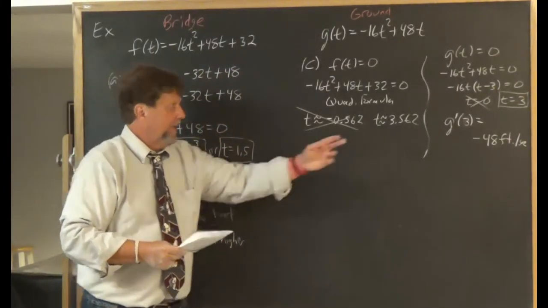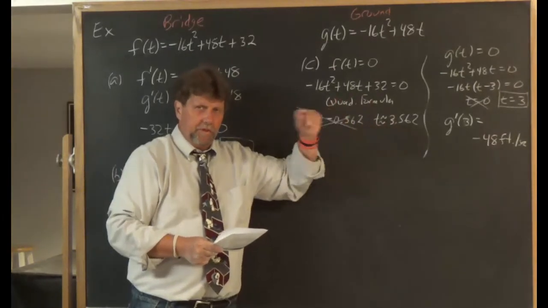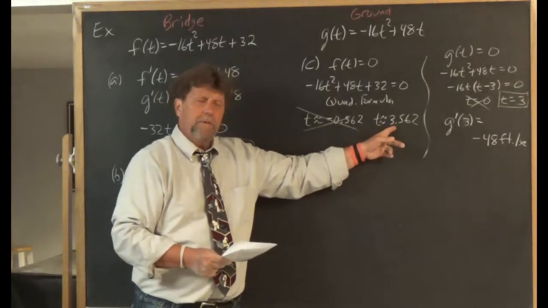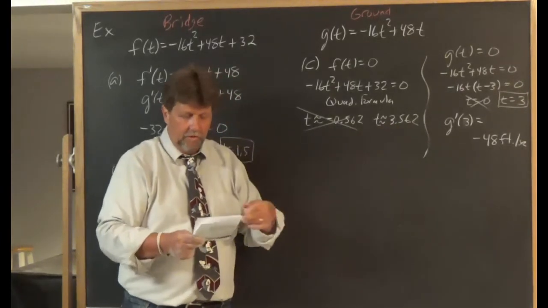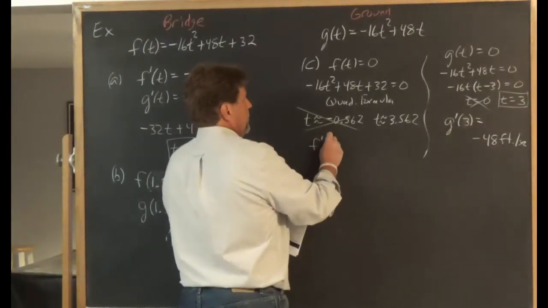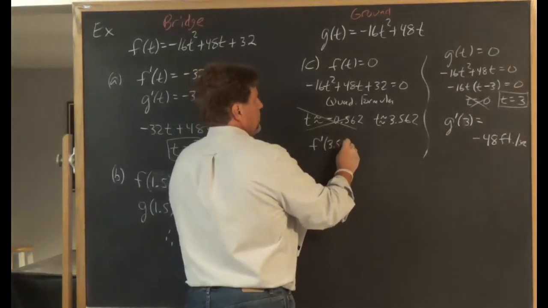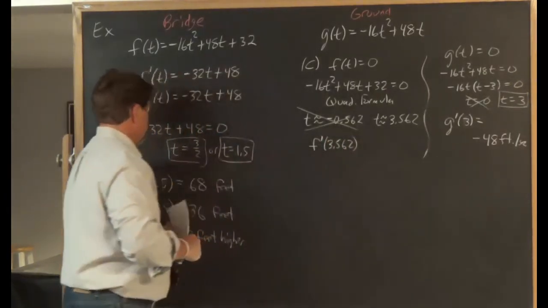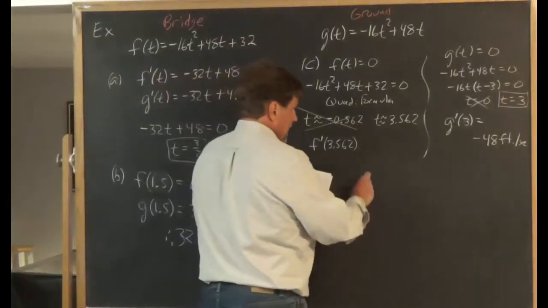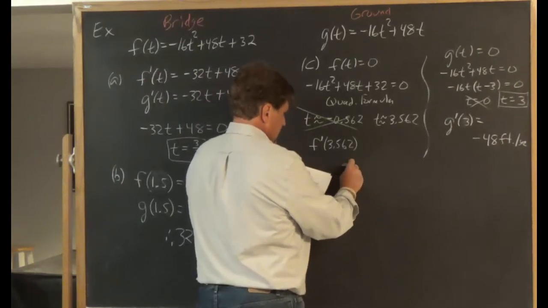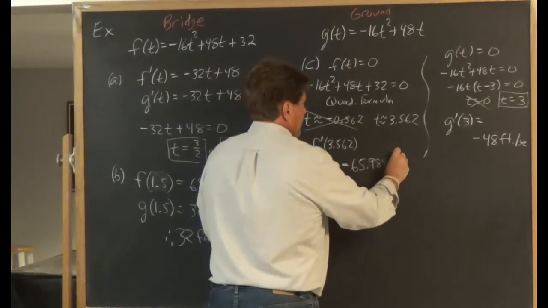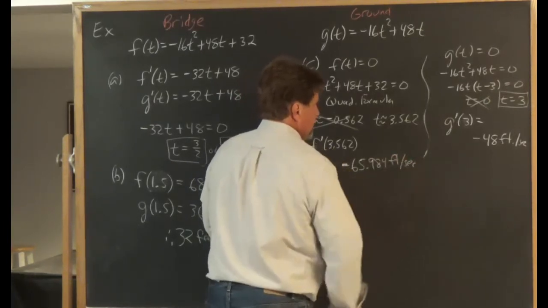So what's the velocity? We know how long. So the stone that's thrown from the bridge hits the ground about 3.562 seconds after it was thrown. The velocity with which it hits the ground is found by evaluating the derivative at 3.562. So here's the derivative evaluated at 3.562, and here I get negative 65.984 feet per second.